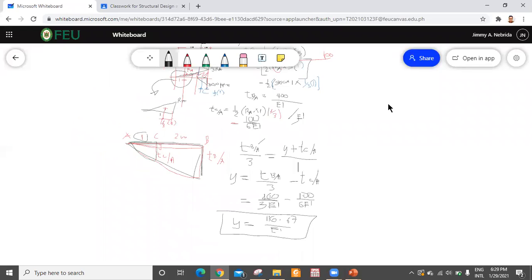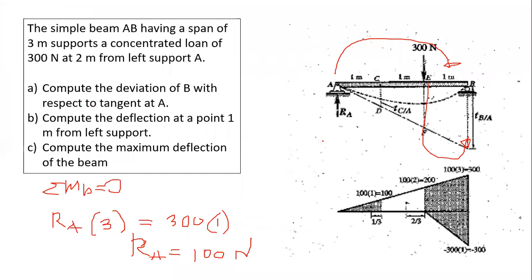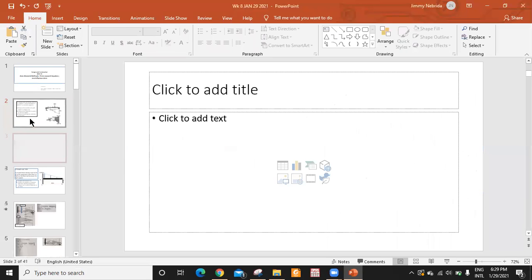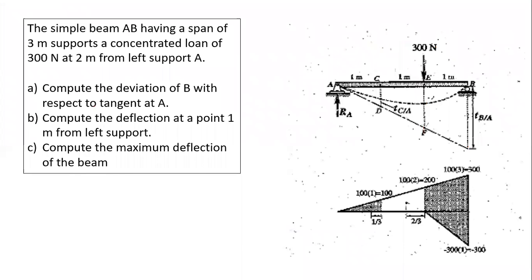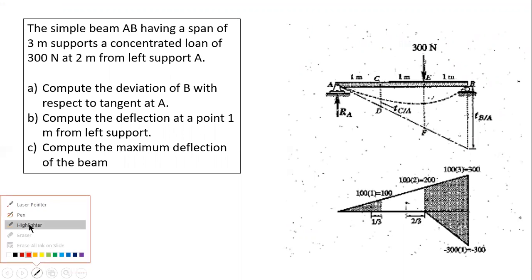Next one is to compute the maximum deflection of the beam. How do you know the maximum deflection of the beam? I'll try it here. So from here, how do you know the maximum deflection of the beam? That is when the slope is equal to 0.